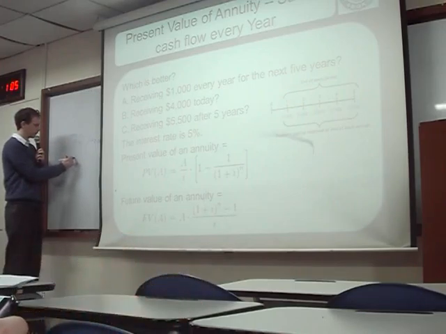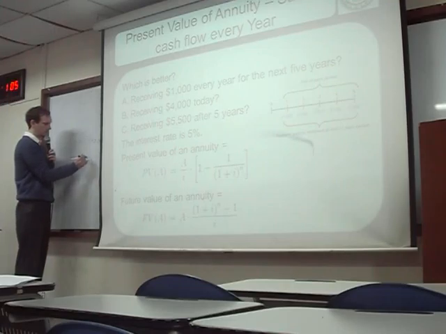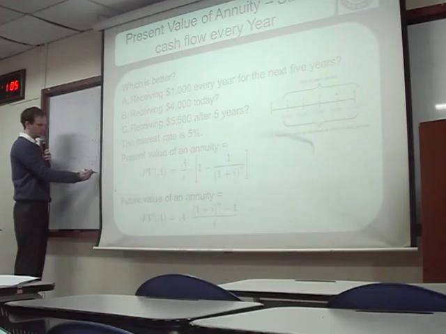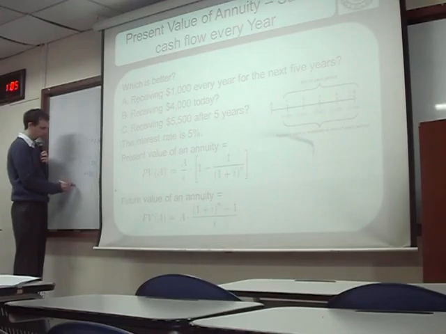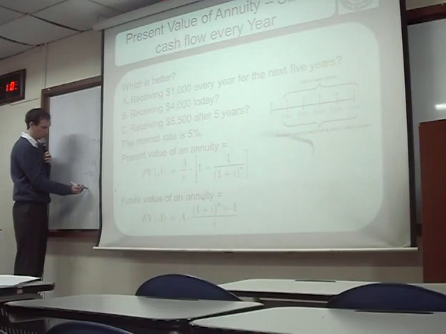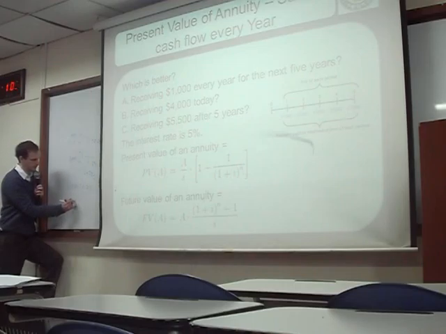So, can anybody tell me what's this number here? 20,000. Okay, and then what's this number on the bottom line? 1.276. Okay, so then what's this number altogether? 0.783. So 20,000 multiplied by 0.217. So what's the answer? 4,320. So which are you going to take?